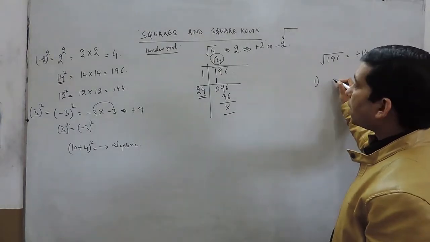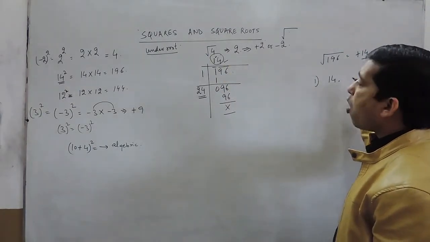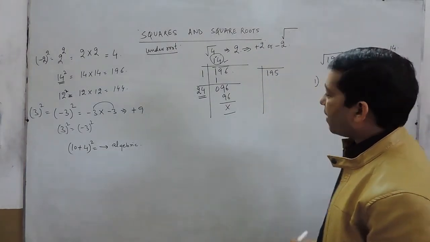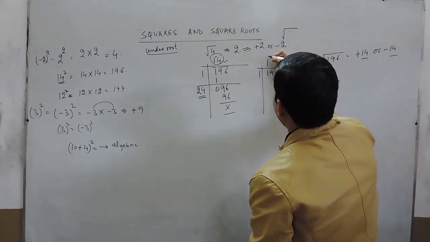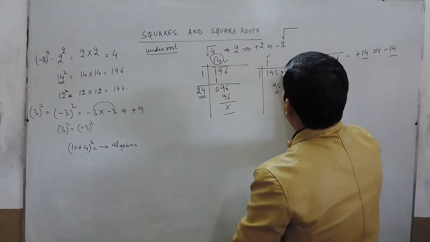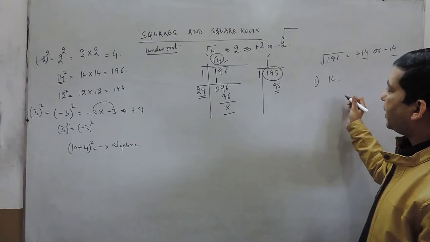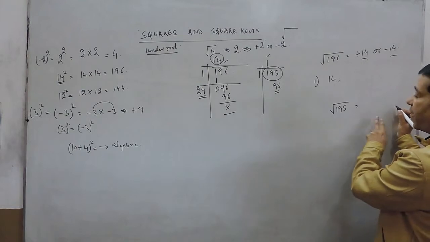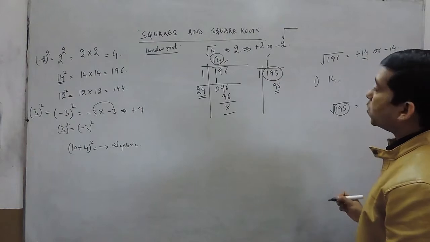The first is that these numbers have a perfect answer like 14 or minus 14. But if I want to find the square root of 195, we know that 1 can be in the tens place, but here 95 will not be cancelled out by any number, so this number does not have a perfect answer. That is why I am saying that the under root of 195 cannot be a perfect number, or I can say this is not a perfect square.